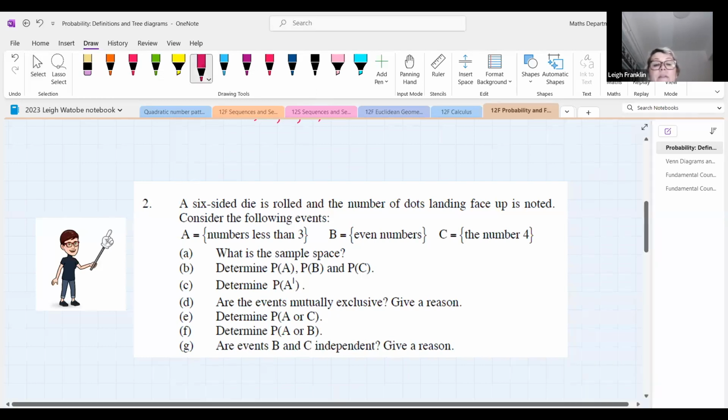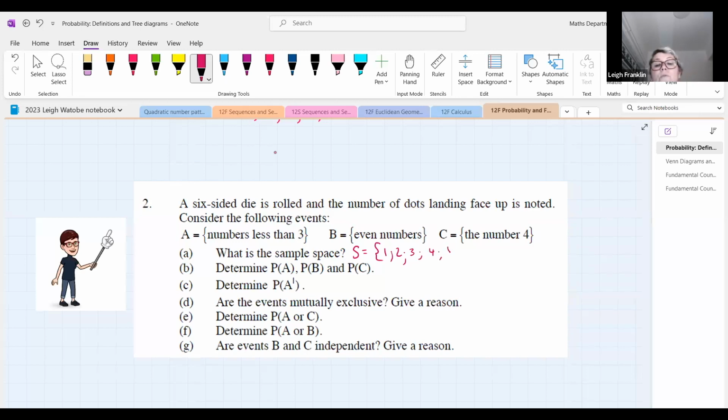You're right, Oratile, there are 6 values here, but we would set it out like this. Our sample space goes from 1, 2, 3, 4, 5, 6. That's our sample space. Now they want us to determine the probability of A, the probability of B, and the probability of C. So let's do the probability of A first. What do you guys think the probability of A should be?